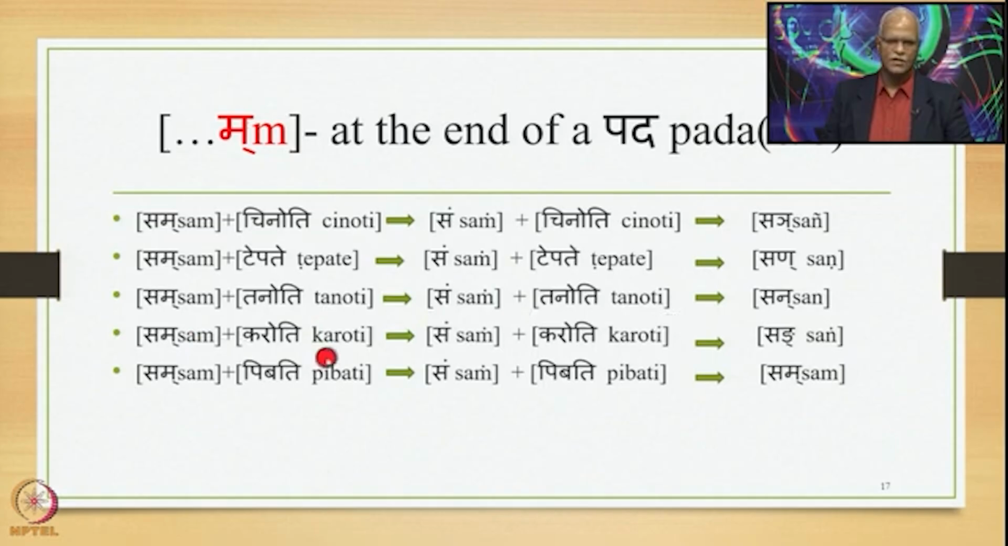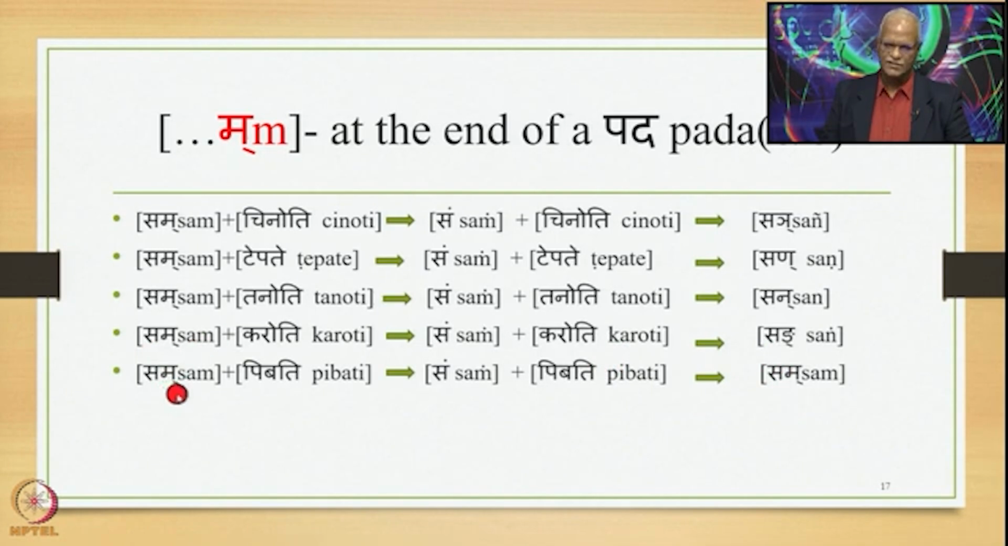Then we have sam plus karoti, and this becomes an input for 8323 and the output generated is sam plus karoti. This becomes an input for 8459 and the output generated is the nasal parasavarna of k, which is ng, sang karoti. And this is optional, so we have the form sam karoti also.